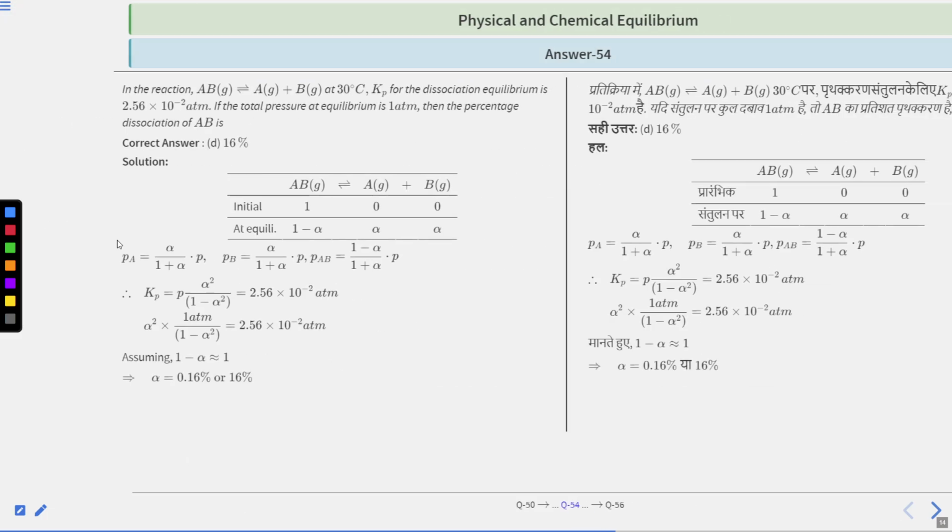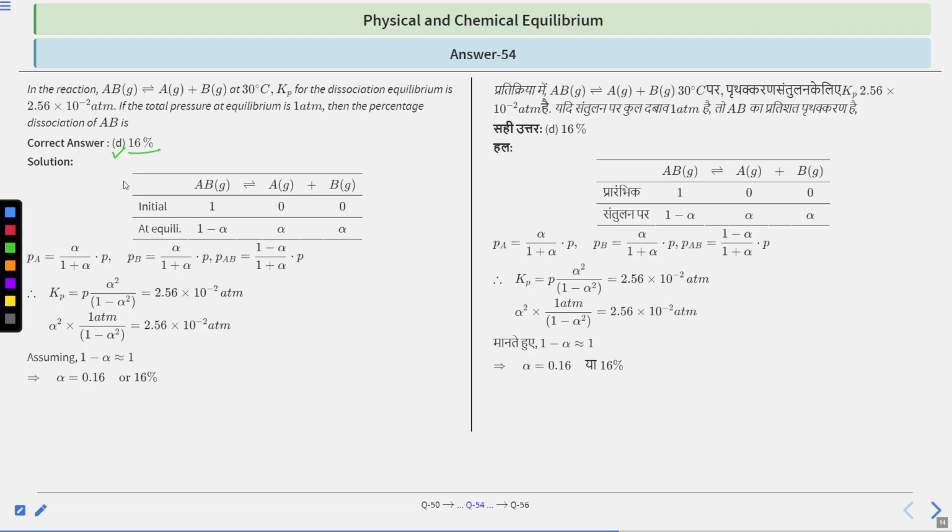Okay, so the correct answer is option D, that is 16%. So this is the dissociation reaction given in the question, that is AB giving us A plus B. Initially, AB is 1 mole, A is 0, B is 0. And at equilibrium, AB will be 1 minus alpha, A will be alpha, and B will also be alpha. So if we find out the partial pressures for A, B, and AB, for A, it is the number of moles at equilibrium, that is alpha upon 1 plus alpha total moles, into the total pressure P, let's suppose. And for B, alpha upon 1 plus alpha into P. For AB, it is 1 minus alpha upon 1 plus alpha into P, right?